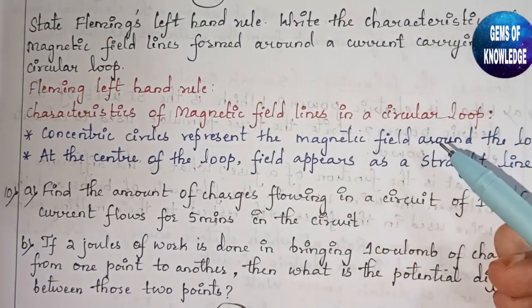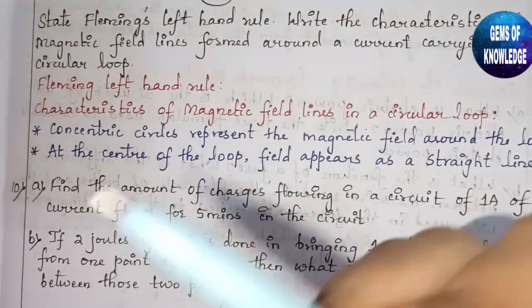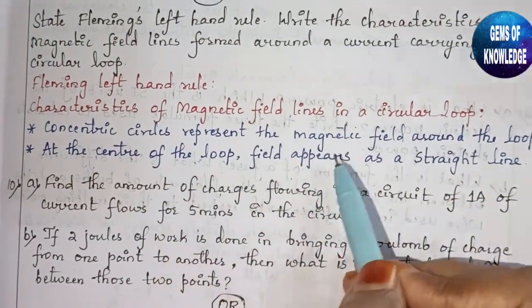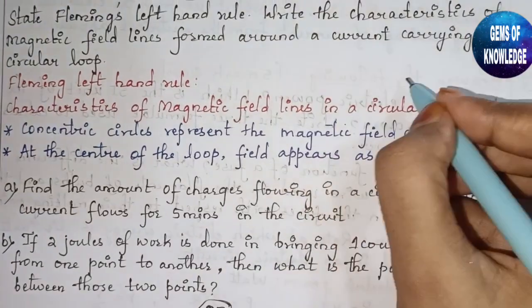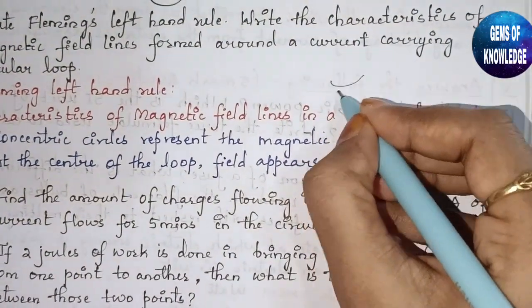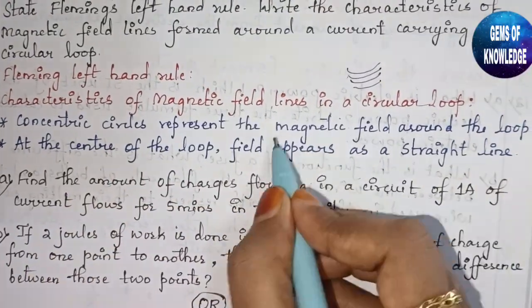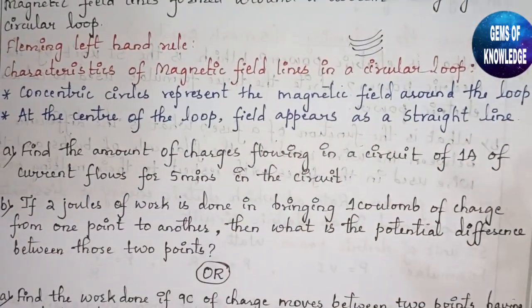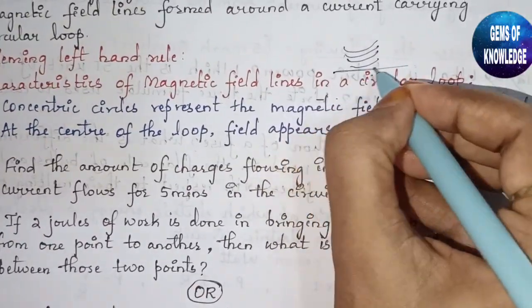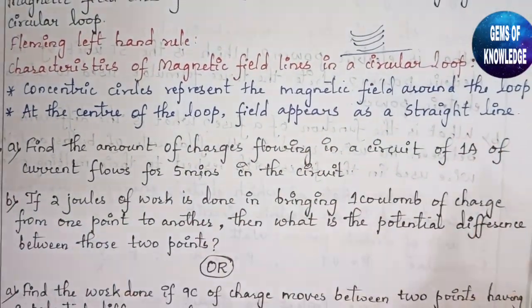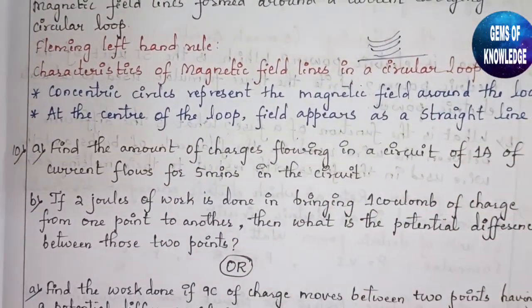If it is a circular loop as shown in the figure, then the concentric circles, the circles which you can see there, represent the magnetic field around that particular loop. You can see the circles around the loop in this manner. Those concentric circles are the magnetic field around that loop, and at the center of the loop it appears as a straight line. That is the characteristic of the magnetic field lines.